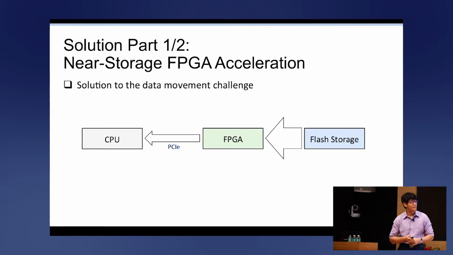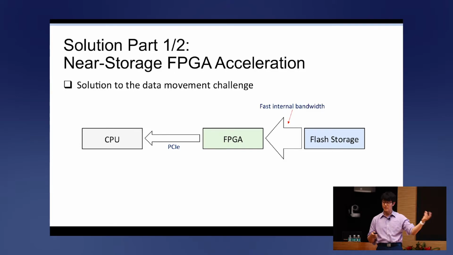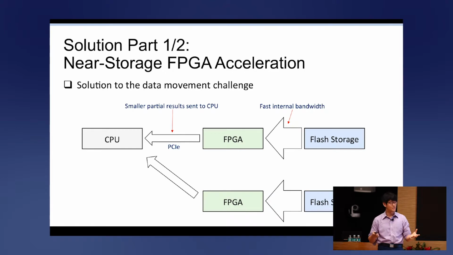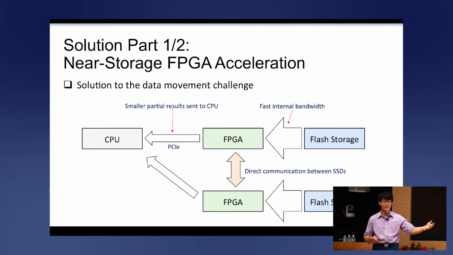For example, if we have a fast internal bandwidth between flash storage and FPGAs, then if we can do computation inside the FPGA itself, high performance, low power, and we can just send the data to the CPU, then we save a lot of PCIe bandwidth. And of course, if you have multiple SSDs, the benefit is compounded. And when we need data movement between the data in multiple storage devices, it would be beneficial in terms of bandwidth saving to have direct communication between the SSDs themselves.